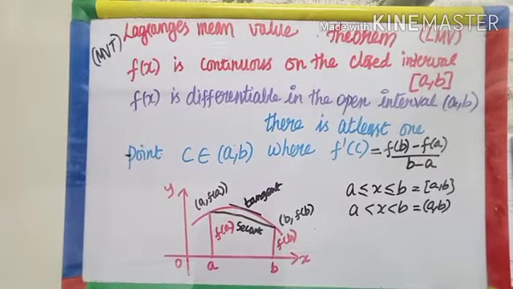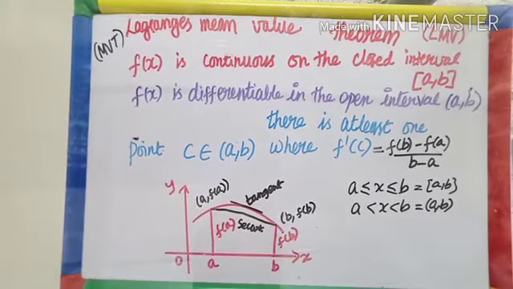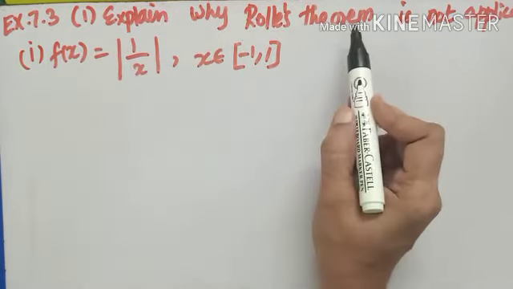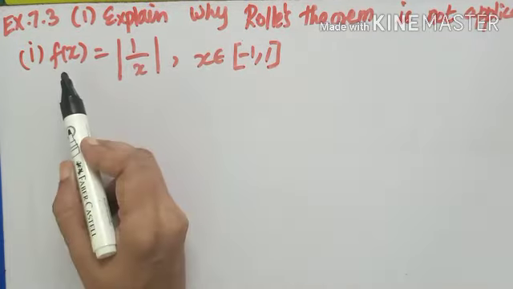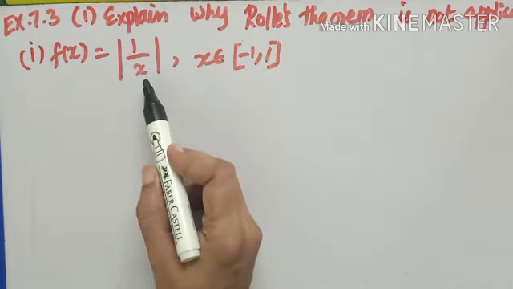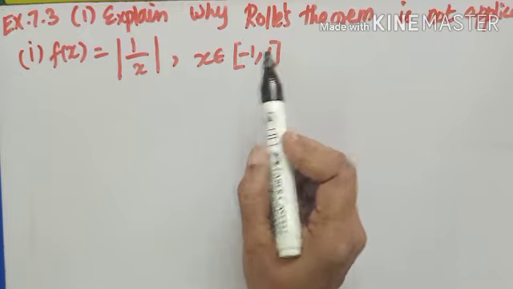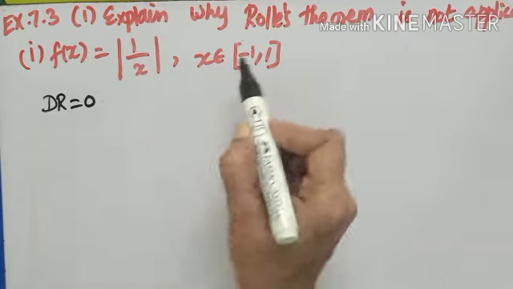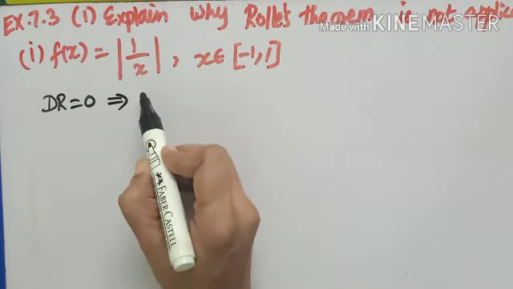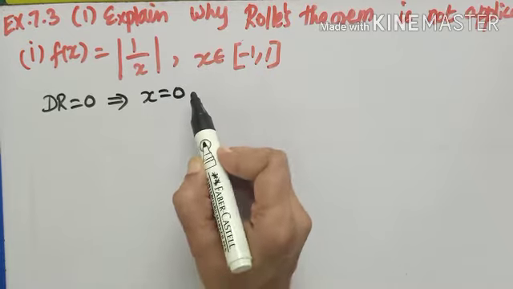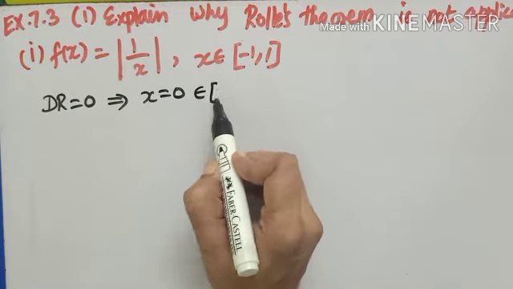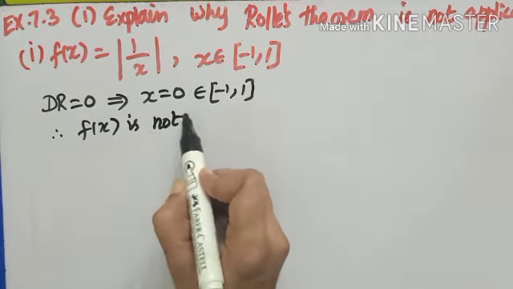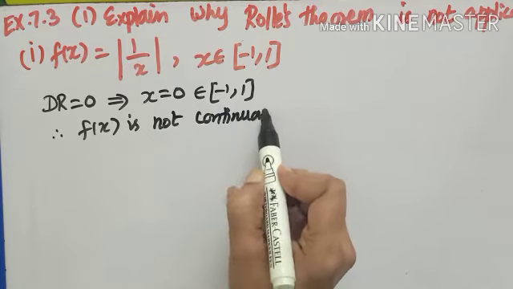Having learned the various theorems, let us do problems based on them. Exercise 7.3, question number 1. Explain why Rolle's theorem is not applicable. f of x equals 1 by x, x is in the interval [-1, 1]. Whenever you have a denominator, check whether the denominator is 0 in the given interval. So denominator 0 implies x is equal to 0. 0 is inside the interval. Therefore, f of x is not continuous at the point x equals 0.